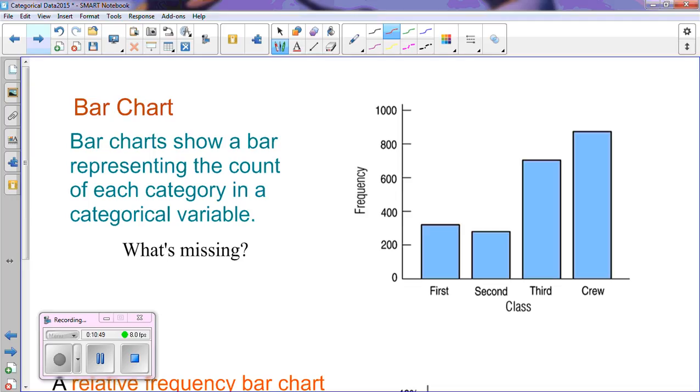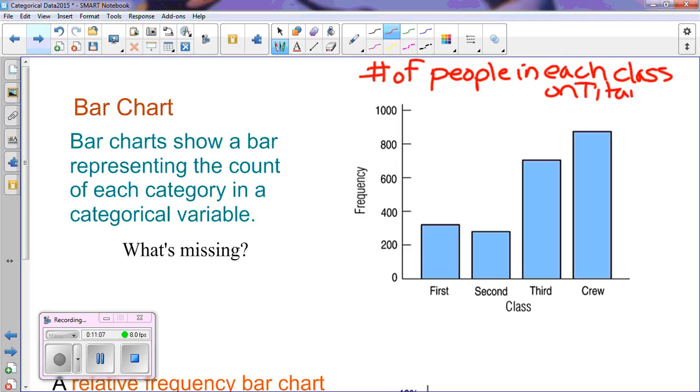How about frequency? So the number of people in each class, right? So number of people in each class. There are two things, and we should say on the Titanic, right? Because we know that we're going to make it specific.